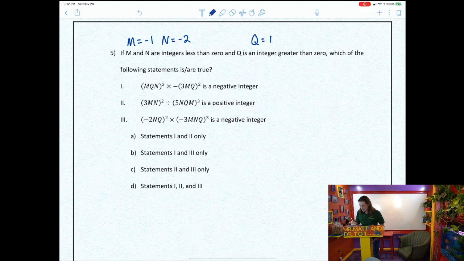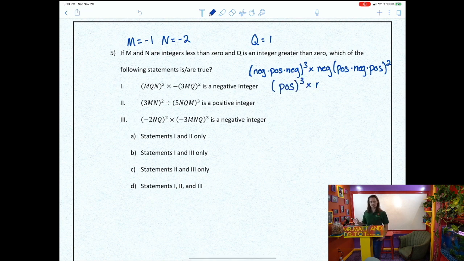So we're going to have a negative times a positive times a negative, quantity cubed, times a negative on the outside of the parentheses, times 3 is positive, m is negative, q is positive, quantity squared. A negative times a negative is going to be positive. There's an even number of negatives, so they cancel out, so that's going to be a positive cubed.